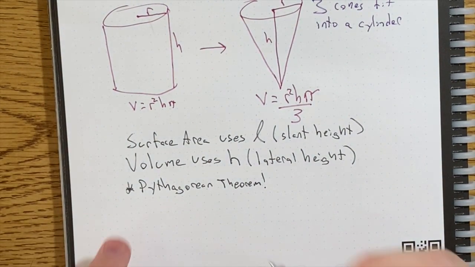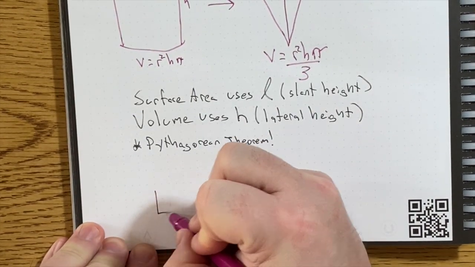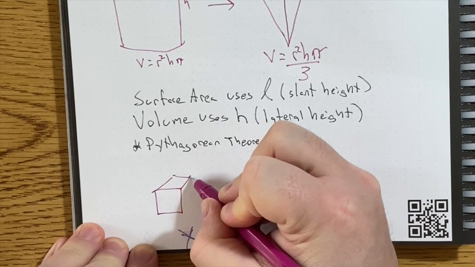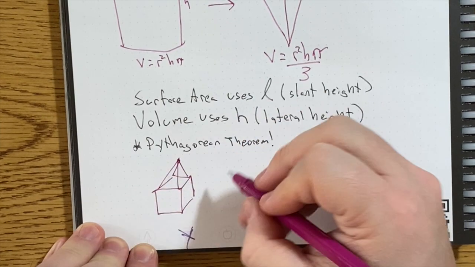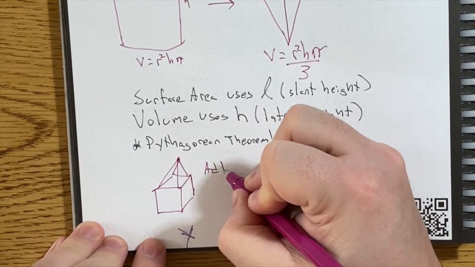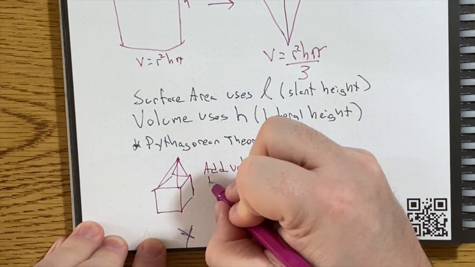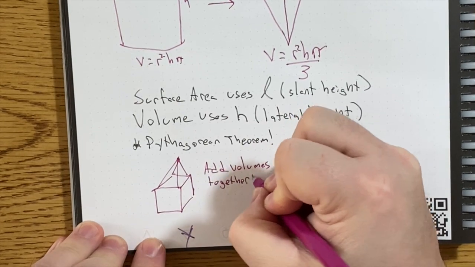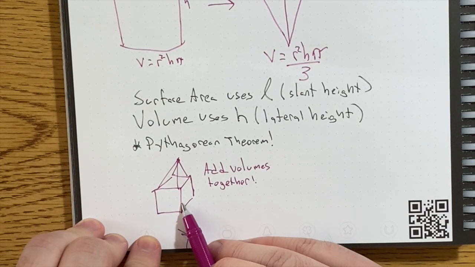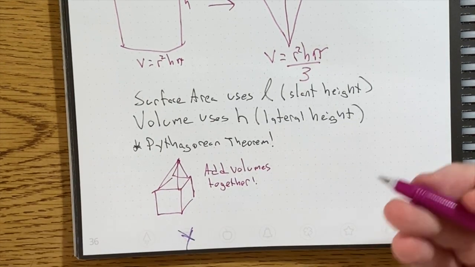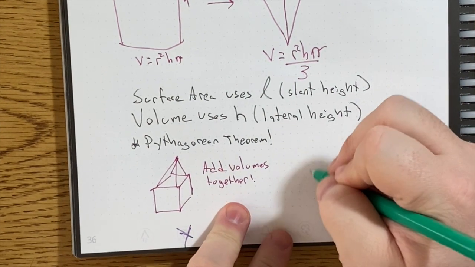Lastly, if I were to give you something that looked like this and ask you to find the volume of it, you would just add them together. So this is really just 2 separate problems. You'd find the volume of the cube, you'd find the volume of the pyramid, add them together, you'd be done.